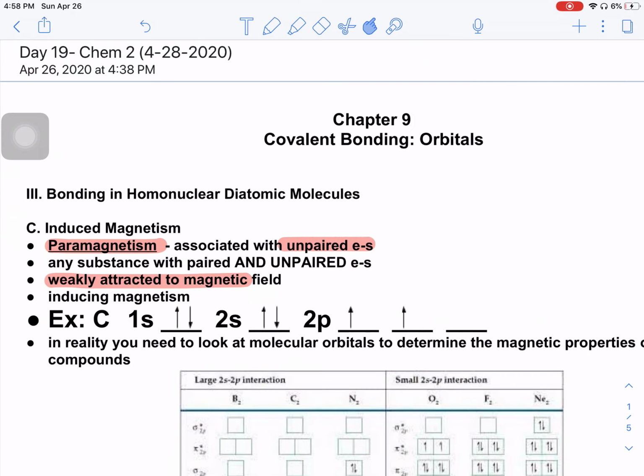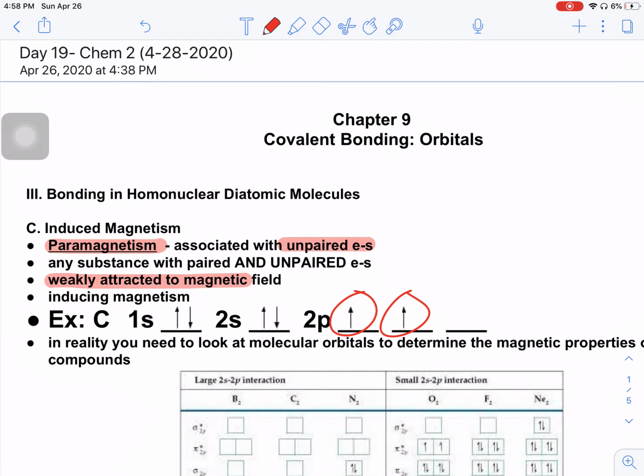So I've done the electron configuration for carbon here, and what you'll notice is that it has two unpaired electrons. All the electrons in 1s and 2s are paired up, but then we get to 2p and we have unpaired electrons. So carbon would be paramagnetic. Carbon would be weakly attracted to a magnetic field because of its unpaired electrons.